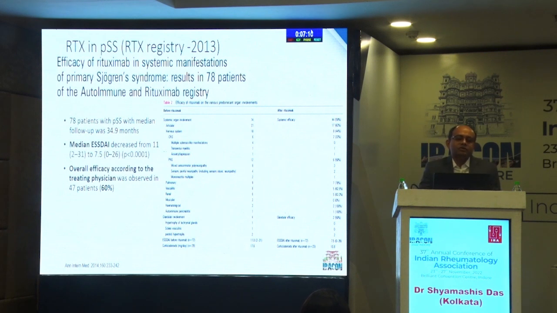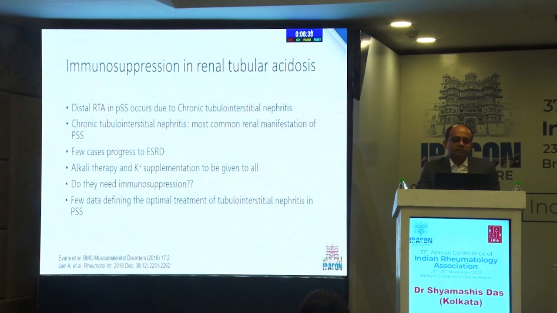The data from the rituximab registry showed efficacy of rituximab in systemic manifestations of primary Sjogren's syndrome. In this retrospective analysis from the rituximab registry, 78 patients with a median follow-up period of 34 months were analyzed, and median ESSDAI improved from 11 to 7.5, which was very significant. The overall efficacy according to the treating physician was 60%. So this study was quite encouraging, though it was a retrospective analysis.